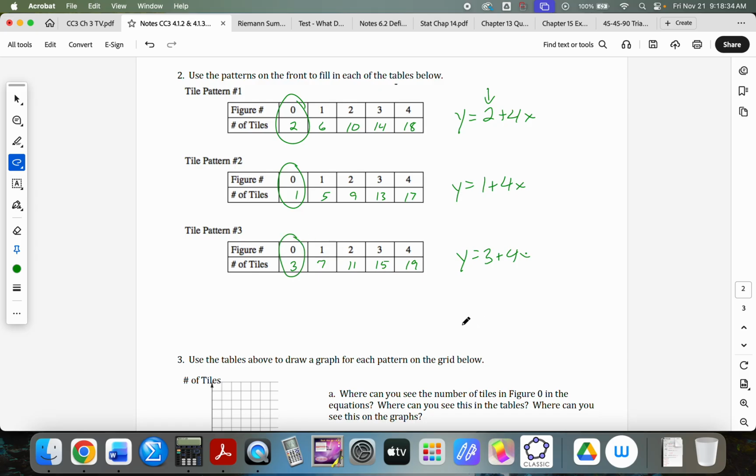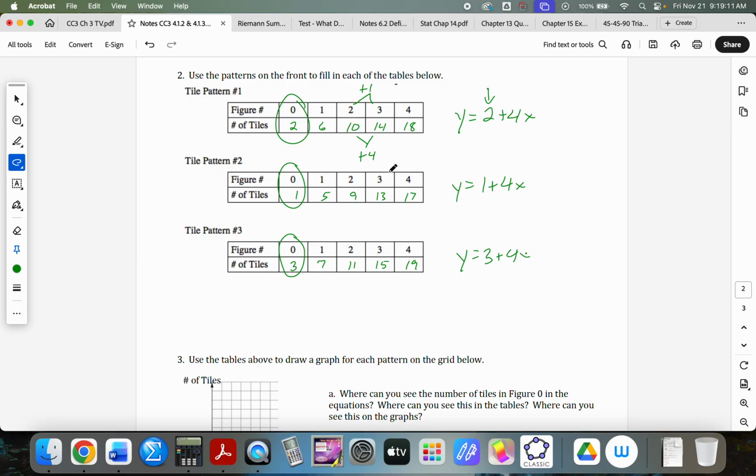Now, seeing the 4 is more difficult. But let's pick any two of these. How much does this go up from 2 to 3? How much are we going up by? 4. From 2 to 3, 1. And from 10 to 14, how much are we going up? 4. If your x goes up by 1, your growth rate, and we'll talk more about that later, will be right here. It'll be the difference between those two.